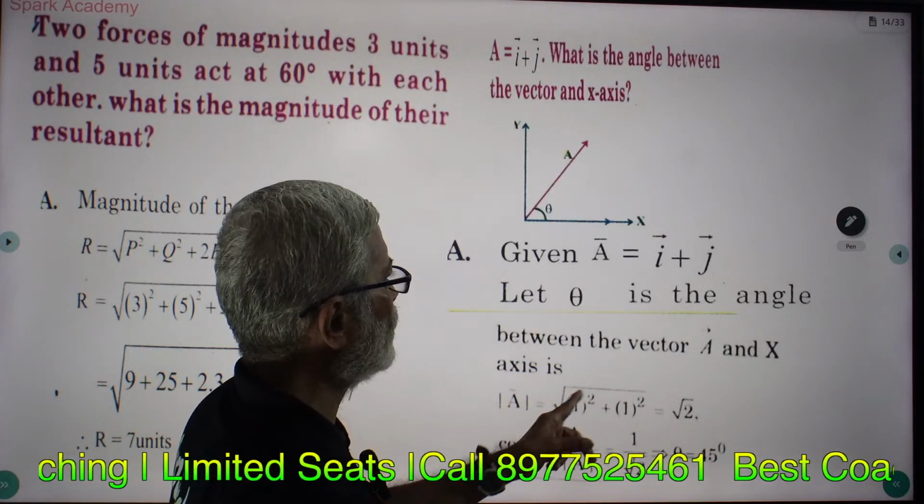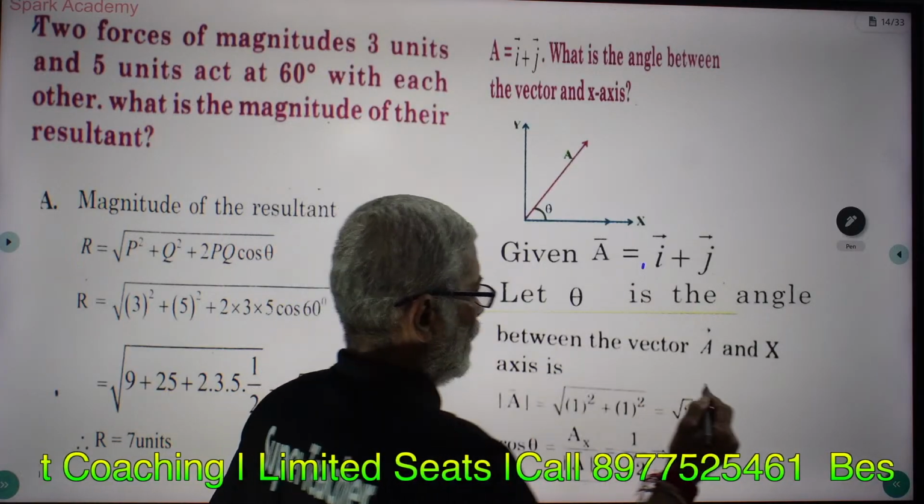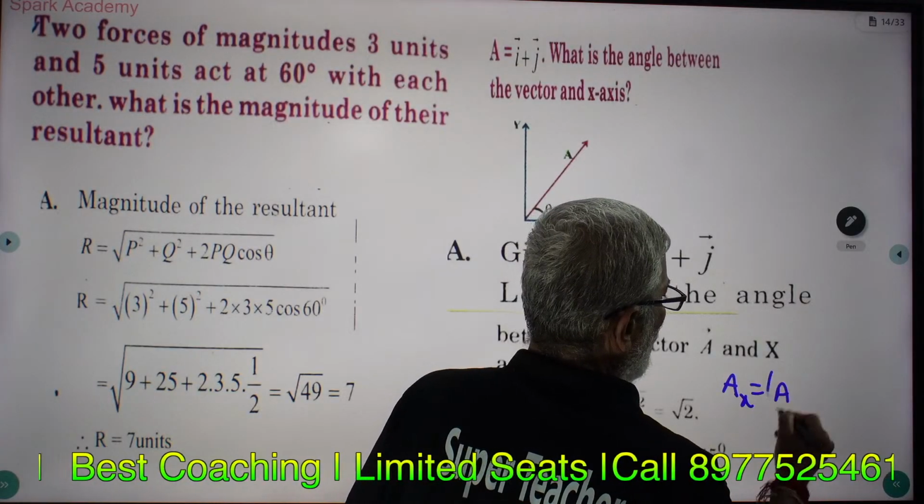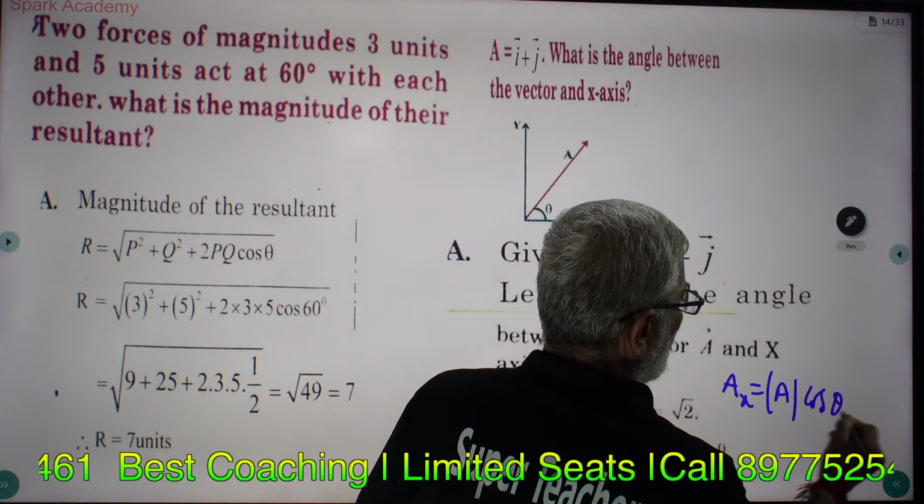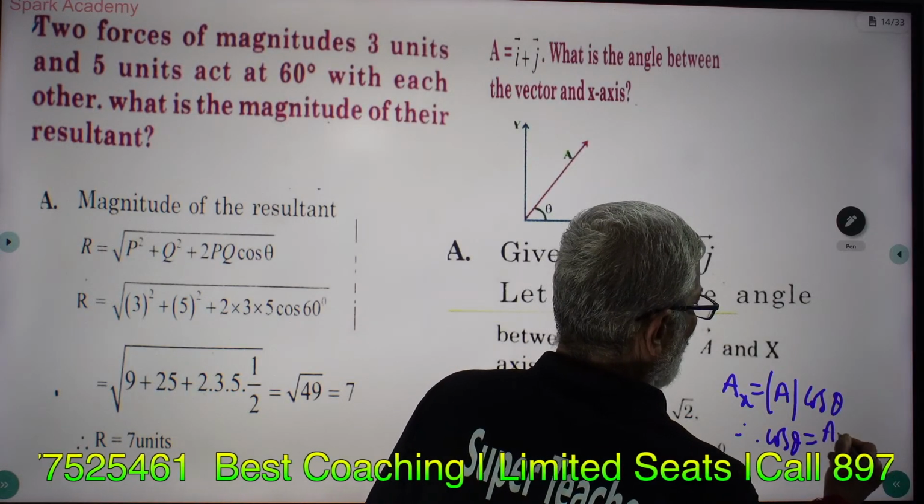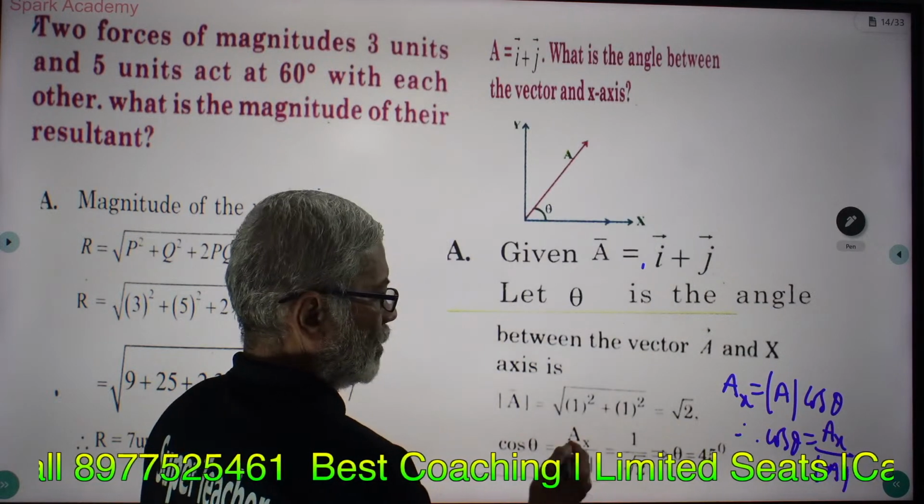Magnitude is given by square root of 1 square plus 1 square, which is root 2. So what is the formula? Ax is equal to magnitude of a into cos theta. So therefore, what is cos theta? Cos theta will be equal to ax by magnitude of a. That is what is given.